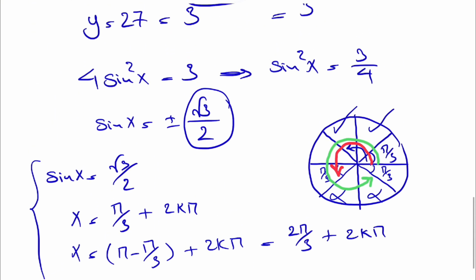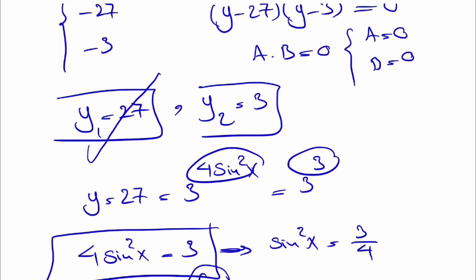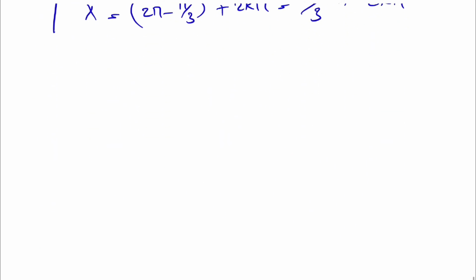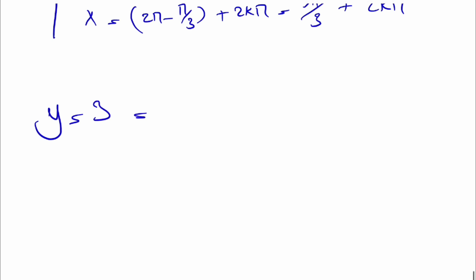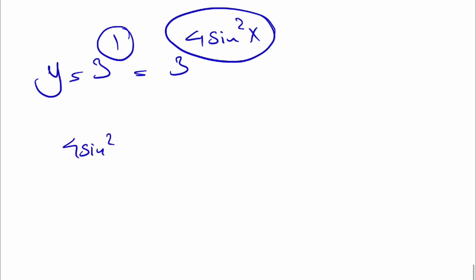So that was the value that we have when we have our y is equal to 27. So that was pretty much all the answers. Now we have to figure out the answers that we have when our y is equal to 3. So y is equal to 3, which means our 3 to the power of 4 sine squared of x is equal to 3. We now have the exponent of 1, so this time we have 4 sine squared of x equal to 1, meaning our sine squared of x is equal to 1/4.